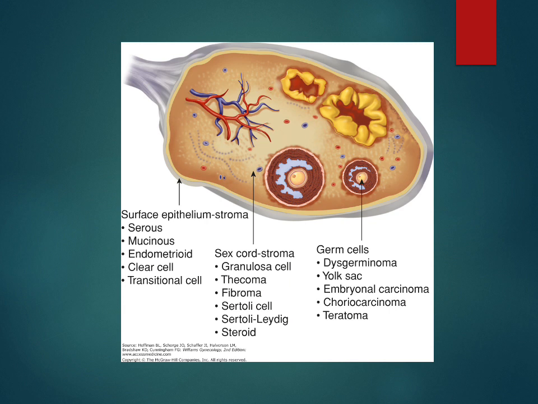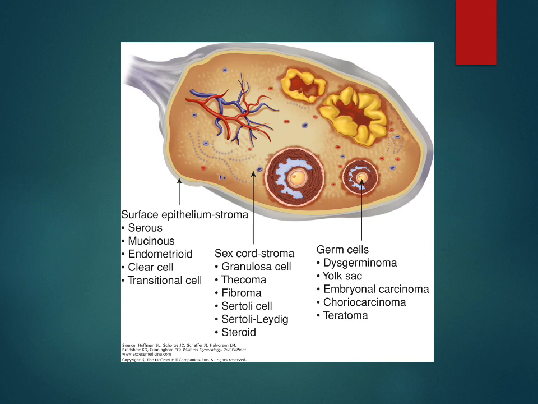Endometrioid and clear cell, as I mentioned, are often associated with endometriosis. Endometrioid can also be associated with elevations in estrogen, although that's primarily your stromal tumors that do that. And then transitional cell tumors, so these are your Brenner tumors, usually benign, but rarely can be malignant.